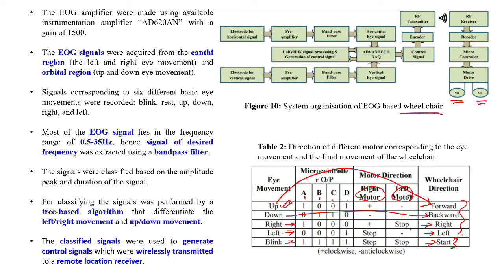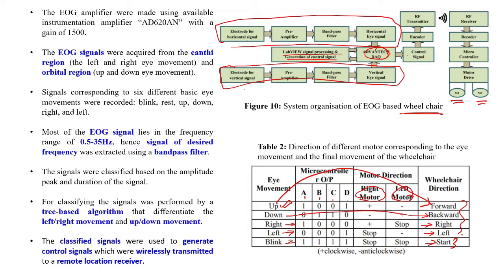Okay, so what is the flow chart again? Electrodes for horizontal signal detection and electrodes for vertical signal detection. Horizontal eye signal detection has been made, vertical eye signal detection has been made. Then through the data acquisition system, it goes to the computer, where we have the LabVIEW signal processing system and generation of control signals. These control signals go again through the Advantech DAQ. Advantech is a company; DAQ is a data acquisition system.